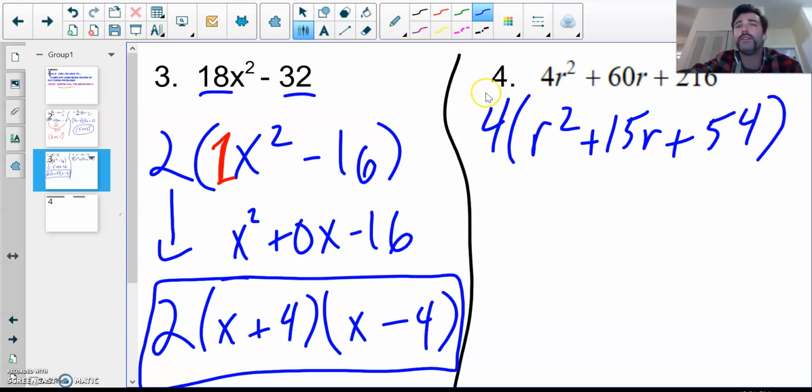So if I have a number in front of my r squared term, if my a value is bigger than 1, then I want to divide each term by a and see if that actually works.